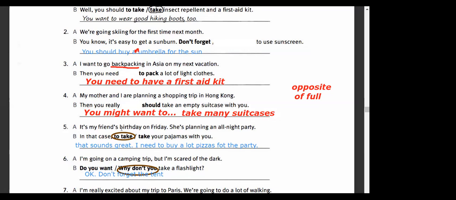Next one, number five, is my friend's birthday on Friday. She's planning an all-night party. In that case, to take, oh, so close. This is incorrect. And the correct sentence, to take? Yes. Okay. I think is to take a bath. Okay, take. Okay. That sounds great. I need to buy a lot of pizzas for the party. That's not a suggestion.